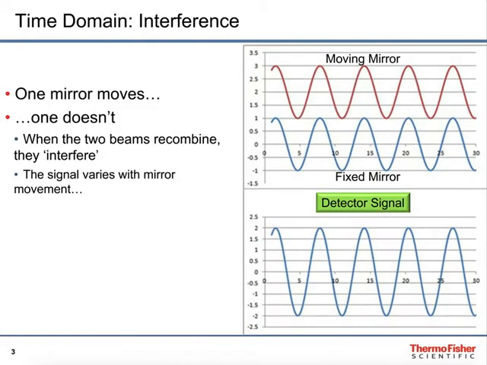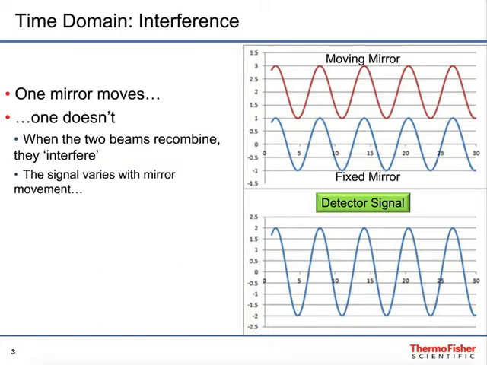The key to understanding this Michelson interferometer is this idea of interference. Remember, in my drawing, one mirror moves and one doesn't. So when the two beams recombine at the beam splitter, they will interfere, and that interference is going to change because the moving mirror, as it shifts away, the light has to go farther, so there's going to be a phase shift.